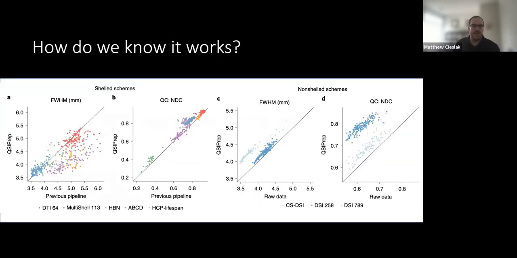So we looked at 2 different metrics for each of these schemes. We looked at the full width at half maximum, which is a measurement of how smooth the image is.